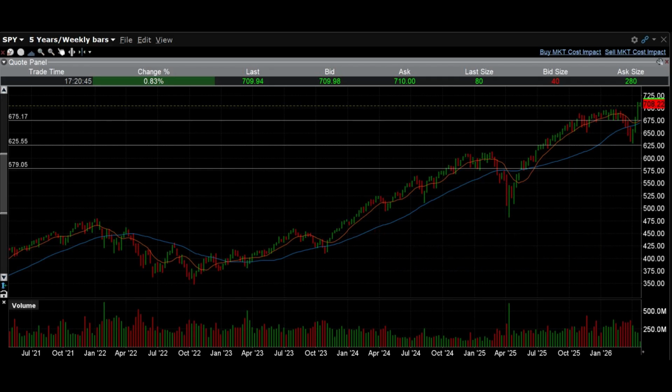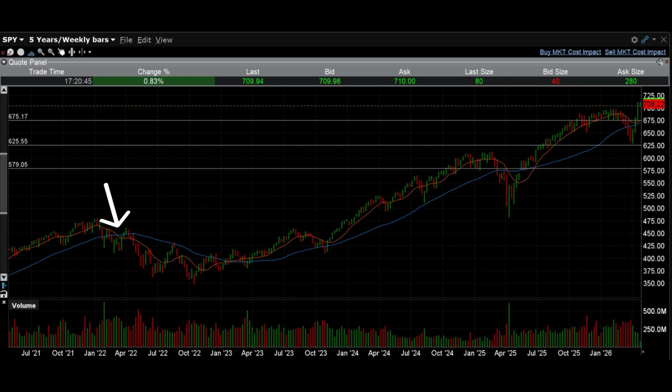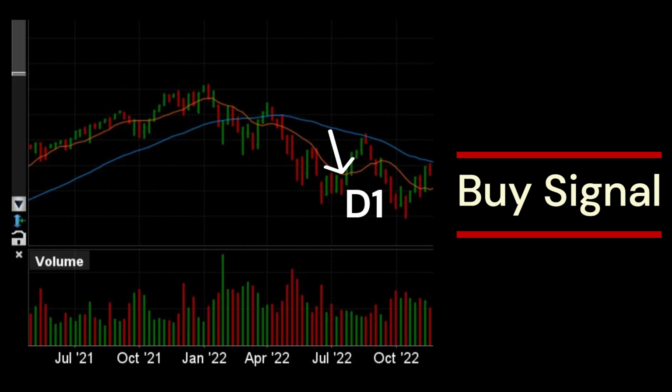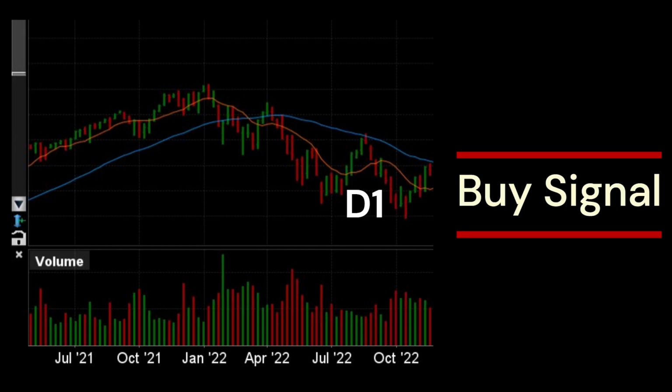Since this index mostly climbs, the 8-week EMA typically stays above the 40-week EMA. Note down the distance between these two EMAs. Let's call this distance D1. Now wait until the 8-week EMA line crosses below the 40-week EMA. Once it dips below the 40-week EMA by a distance equal to D1, this is your buy entry signal. Once this signal is triggered, you can buy as much as you want.